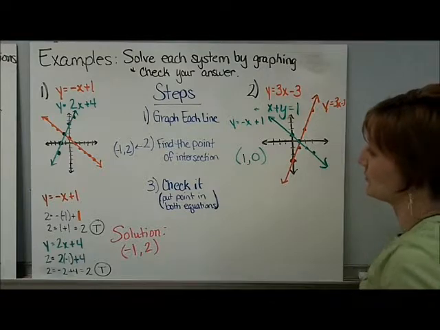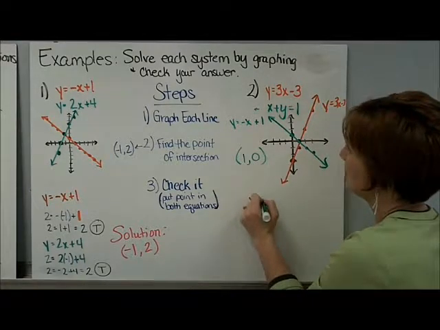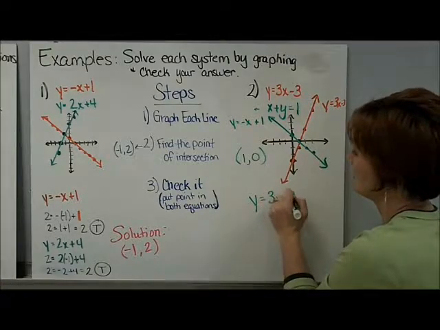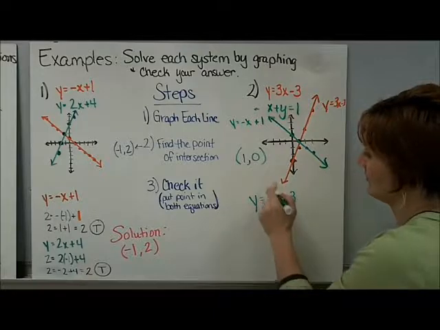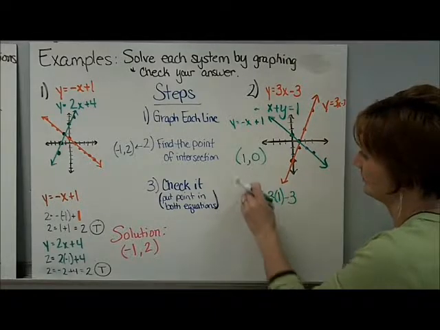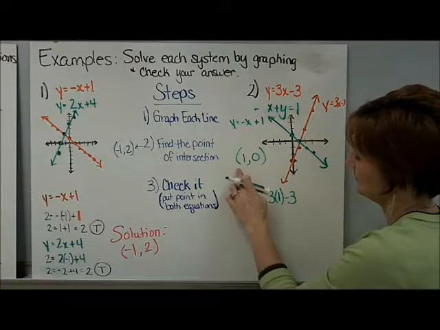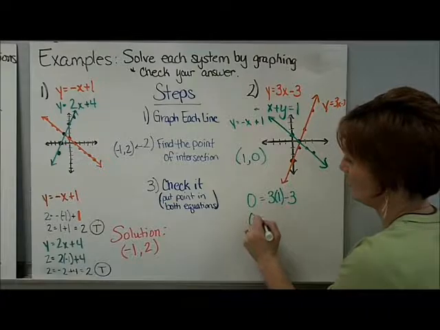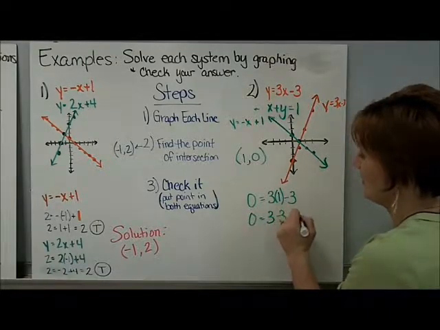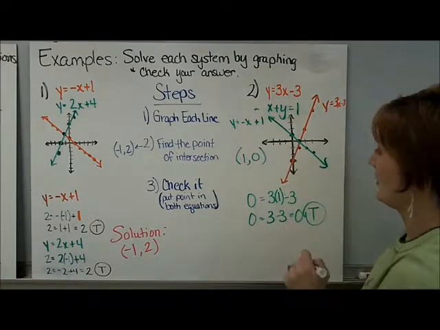Now let's see if that's a possible solution. We check it by putting it in both equations. y equals 3x minus 3. Plug your numbers in. 0 equals 3 minus 3 equals 0. That's a true statement. That's a possible solution for this equation.